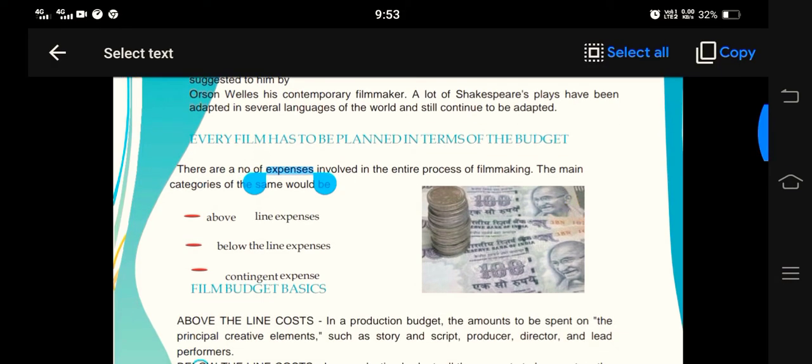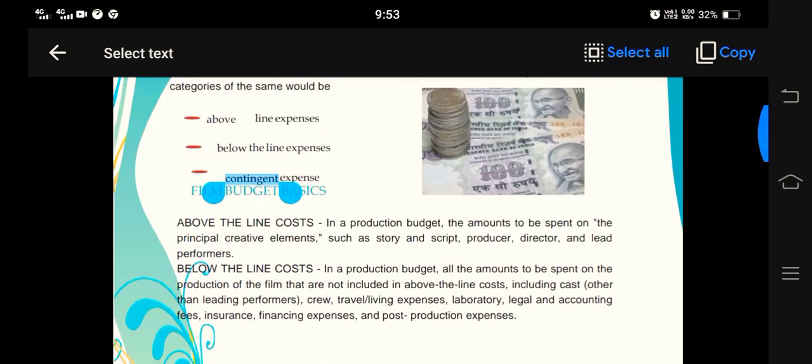These expenses are basically divided into main categories. First is above the line expenses, second is below the line expenses, and the third is contingent expenses.